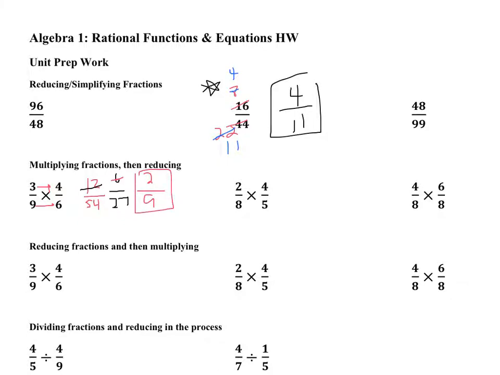The next set, though, is asking you to reduce first. So if we do that, we notice right away that 3 is divisible by 3, 9 is divisible by 3, so we get 1/3. 4 and 6 are both even, so we divide each of those by 2, and we get 2/3. So now we're looking at the fraction 1/3 times 2/3. If we multiply those, top times top now, bottom times bottom, we get 2/9. So a different way to do the question, but the same result.